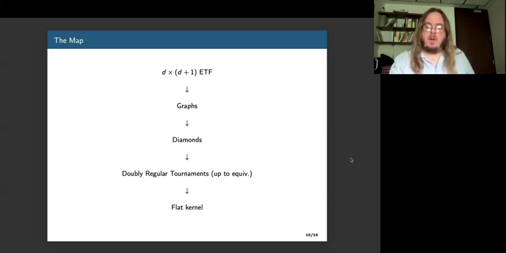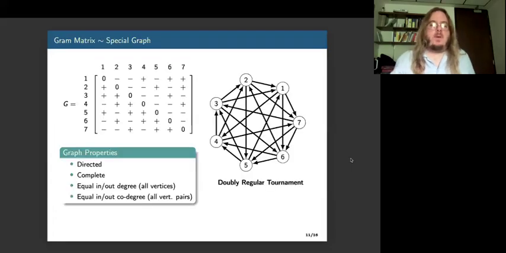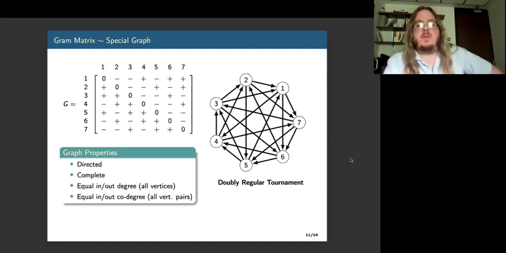Okay, so we have to talk about the first arrow first. This is going in chronological order here. This is the map. So let's do that now. On the top left here, I have the gram matrix of a 6x7 ETF in real symplectic space. And on the right, I have the tournament which it corresponds to. And what I mean by that is that I want you to think of the matrix on the top left, its rows and columns, as being indexed by a vertex set.